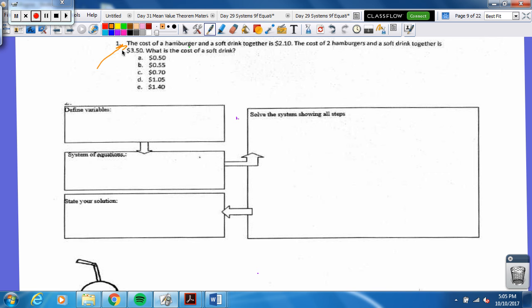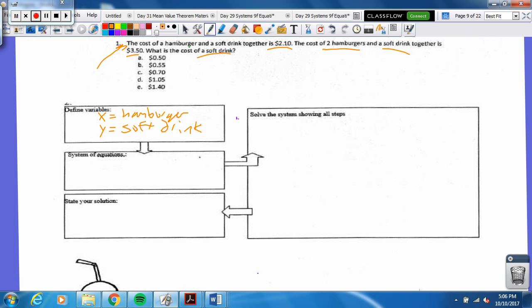The cost of a hamburger and a soft drink together is $2.10. The cost of 2 hamburgers and a soft drink or cold drink together is $3.50. What's the cost of a soft drink? No problem. Okay, so first I need to define the variables. So let's say X is a hamburger and Y is your soft drink or cold drink, your Coke, your Pepsi, your Orange Crush.